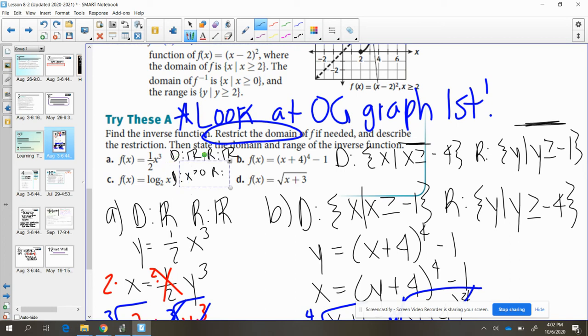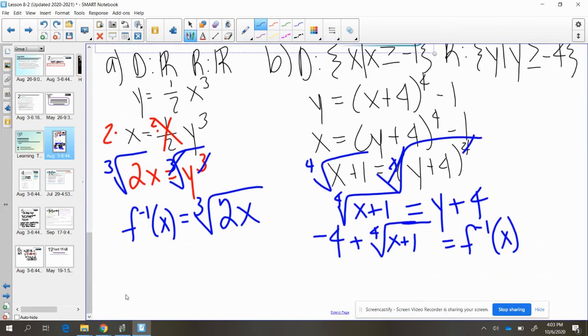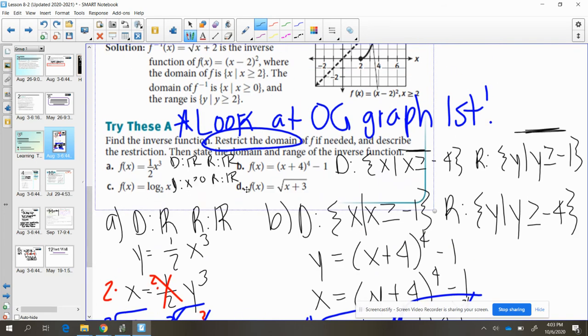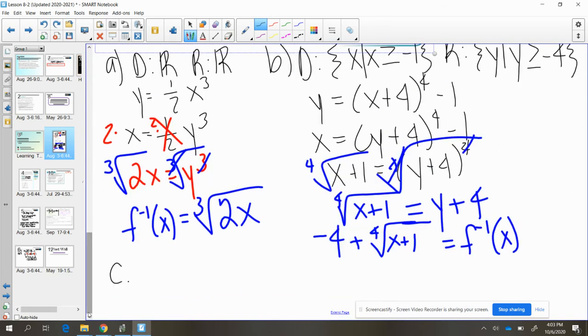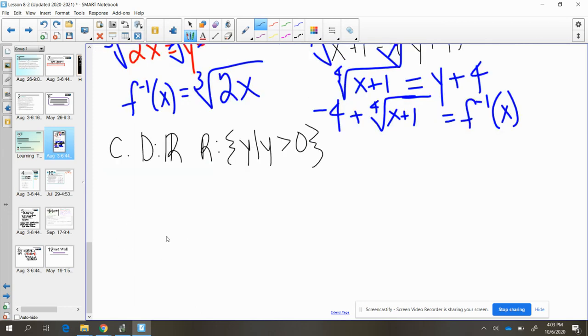The range though, all real numbers. So what that means is for our inverse, our domain is going to be the original function's range, right? So our domain on this next one is going to allow us to plug in all real numbers, but the range then are only going to be y values greater than 0. And again, we'll see that at the end when we actually find that range.